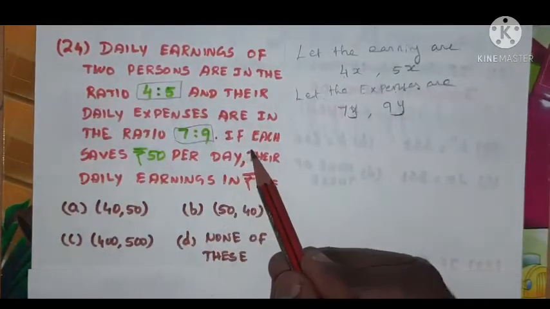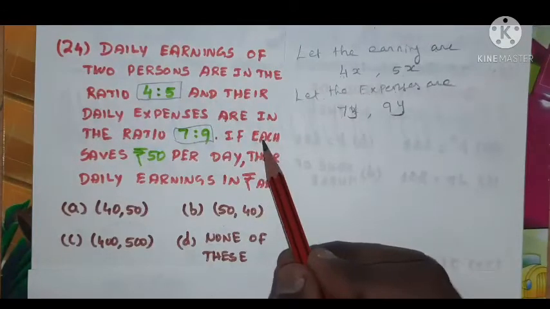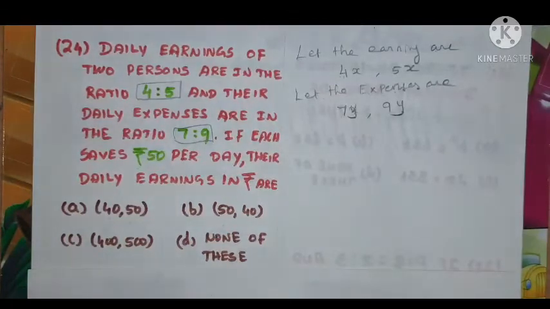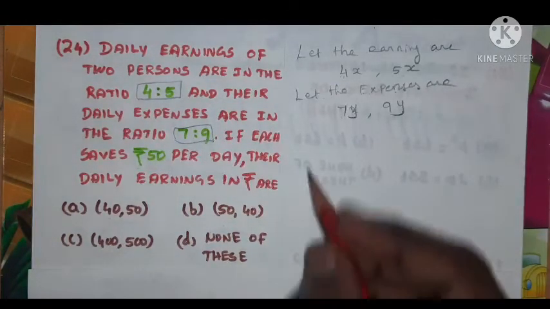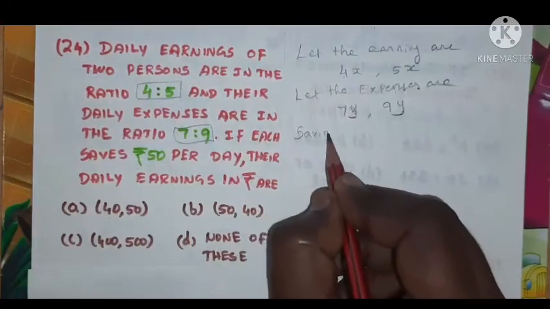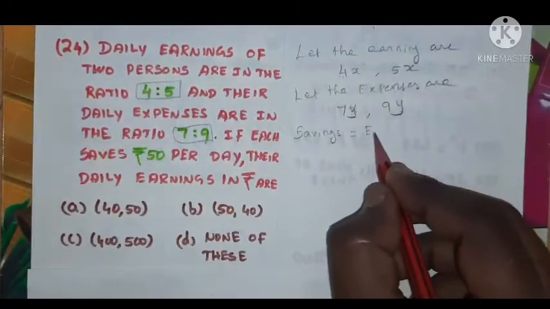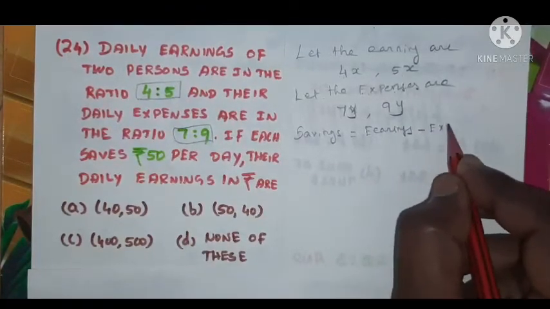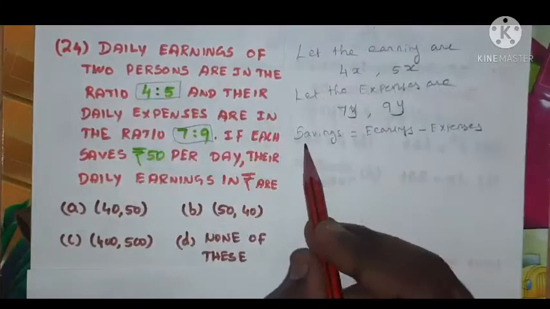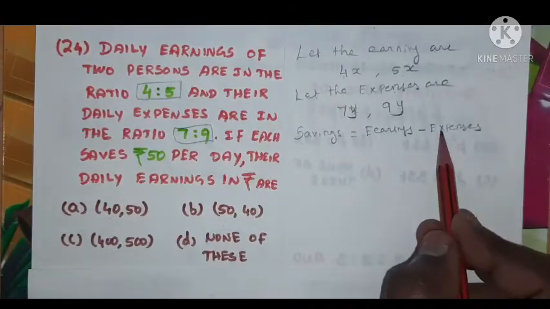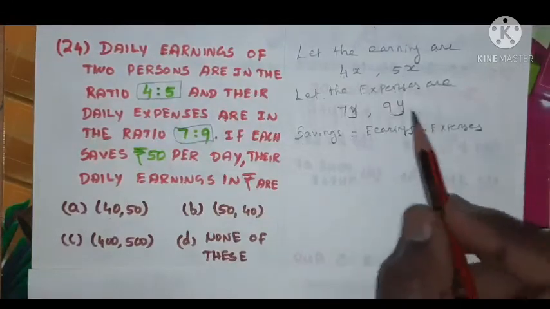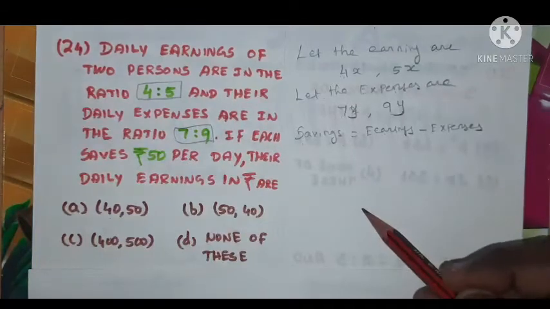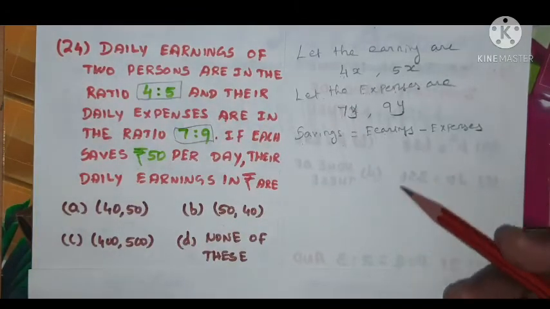Look at how much they save per day. Each of them saves 50 per day. Now we should know one thing: what is savings? We know savings is equal to the difference between earnings and expenses. Now substitute these earnings and expenses of those two persons and we'll get the equations. By solving those equations, we'll find the amounts.